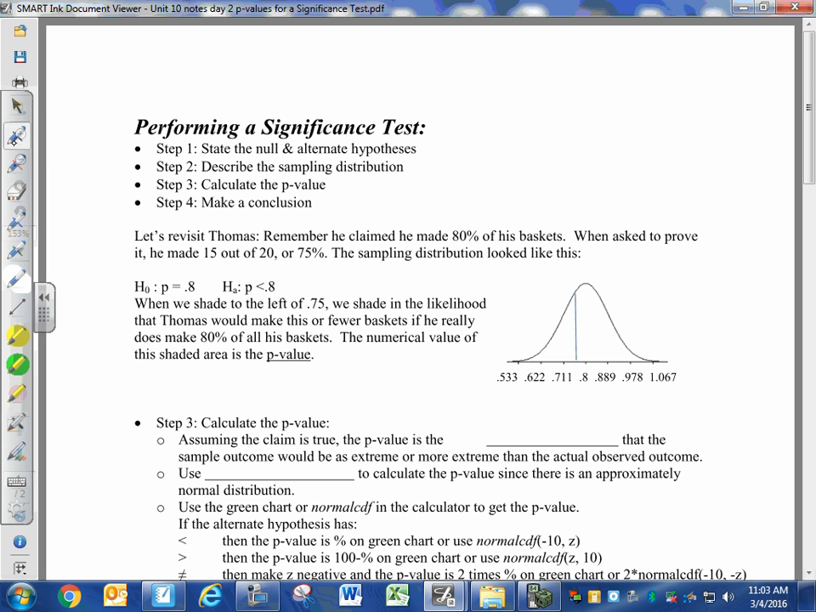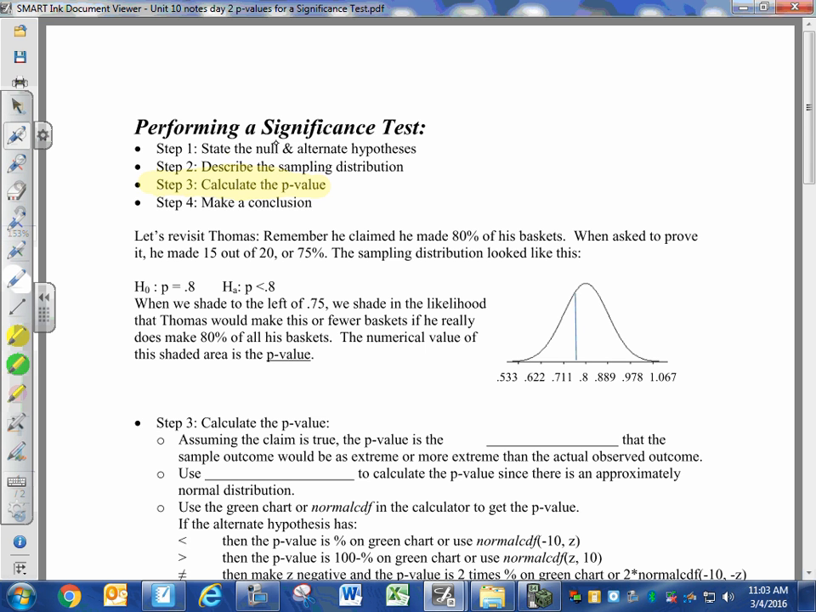But then there was some gray area with some of our z-values, and we didn't know exactly what value to find. Today we are going to be able to specifically say this is far enough away we can reject my null, because we're going to calculate a p-value, which will come from the z-value that we found.